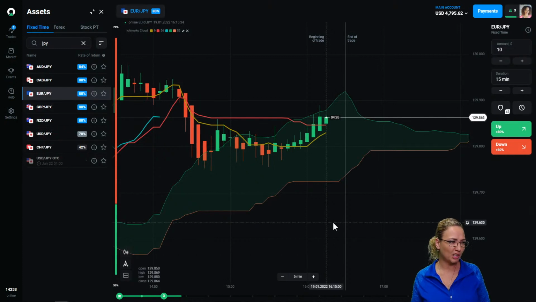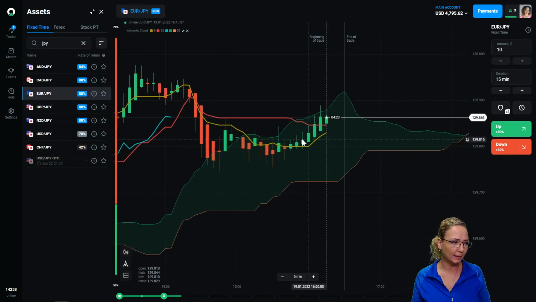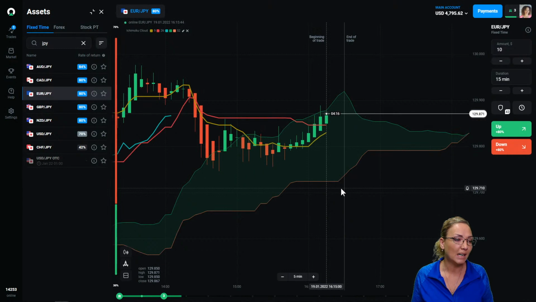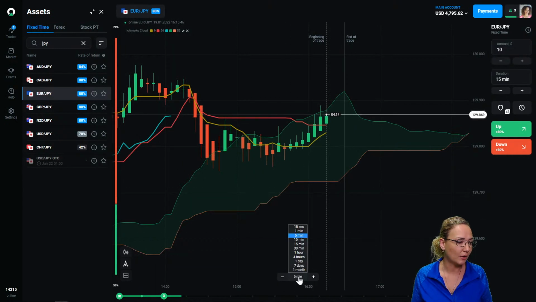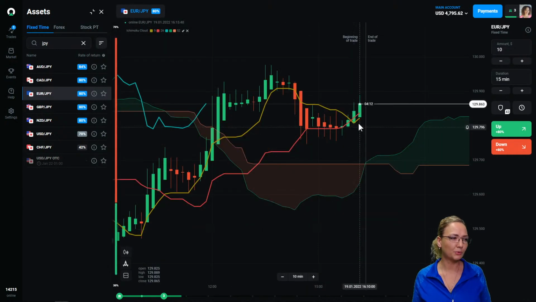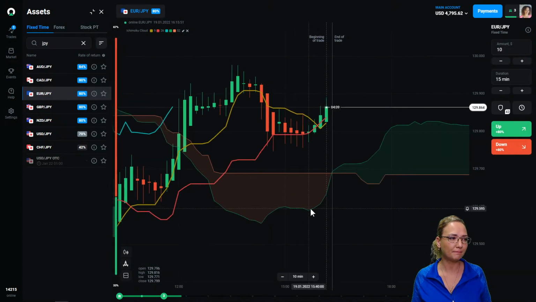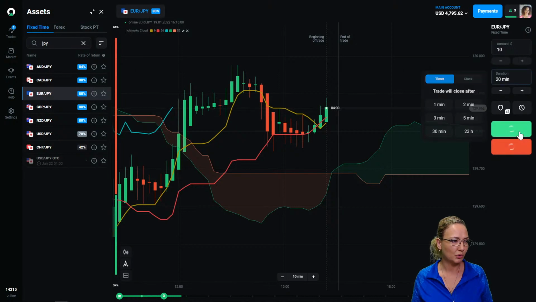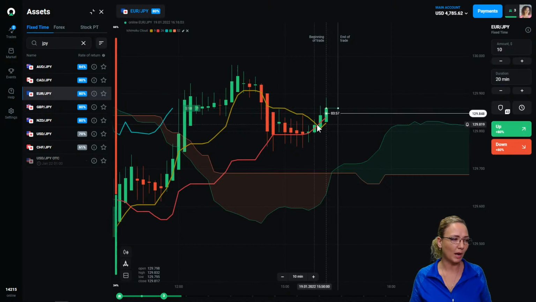All right, so Euro JPY is inside the cloud. It does look like the Tenkan-sen is trying to approach the Kijun-sen, and the price is breaking above the Kijun-sen, but I don't like how we're inside of the cloud. Let's see what's going on in some higher time frames. So I do see a cross right here. Alrighty, so we're looking at the 10-minute time frame. We saw a cross right here. So I'm going to go for 20 minutes and trade up. Okay, so I made my time frame ×2 because the cross happened a little while ago. So we'll see how that goes as well.